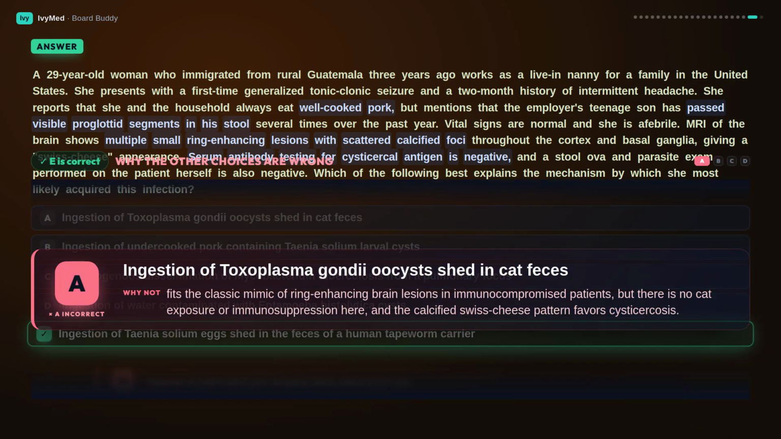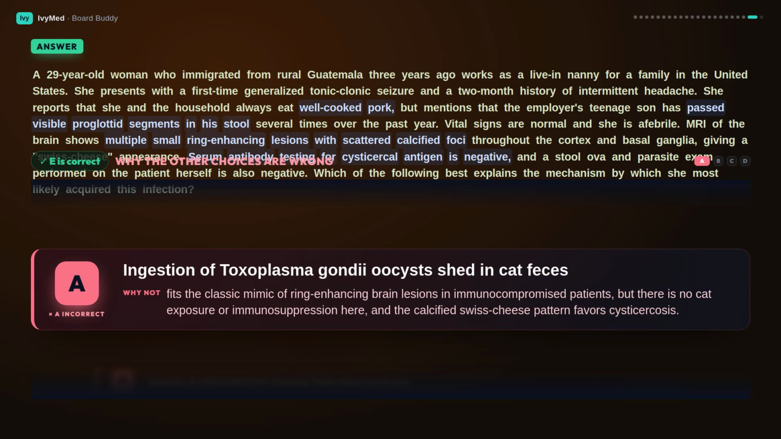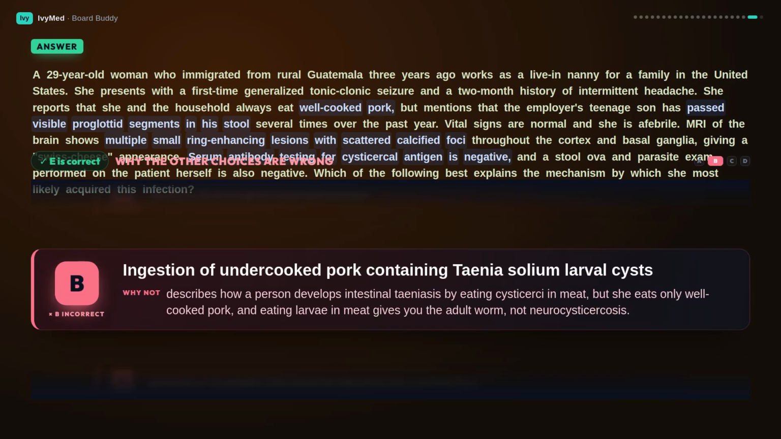Now the others. A. Fits the classic mimic of ring-enhancing brain lesions in immunocompromised patients, but there is no cat exposure or immunosuppression here, and the calcified Swiss cheese pattern favors cysticercosis. B. Describes how a person develops intestinal taeniasis by eating cysticerci in meat, but she eats only well-cooked pork. And eating larvae in meat gives you the adult worm, not neurocysticercosis.